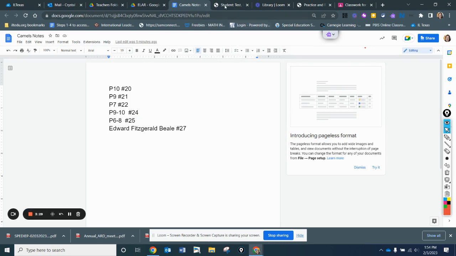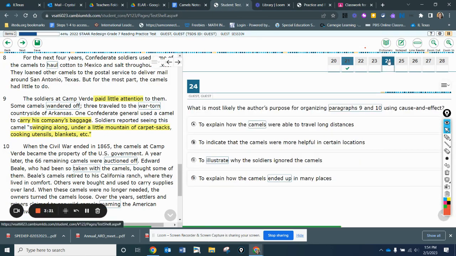So 9 and 10 was question 24. Let's remind ourselves what this question is. What is the most likely author's purpose for organizing paragraphs 9 and 10 using cause and effect? Okay, so let's figure out what the cause was. The cause is the Camp Verde soldiers paid little attention to the camels. Some of them wandered off. They were doing different things. So what's the effect of all that?